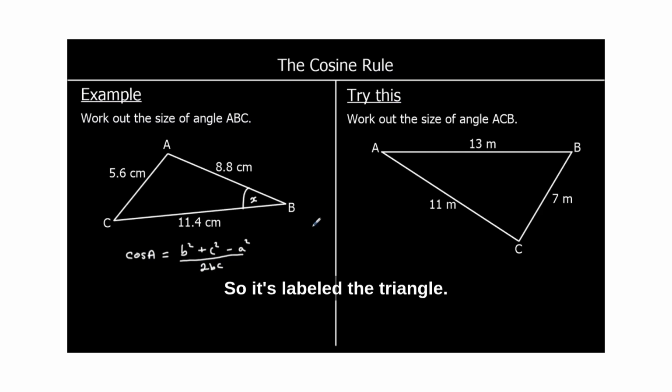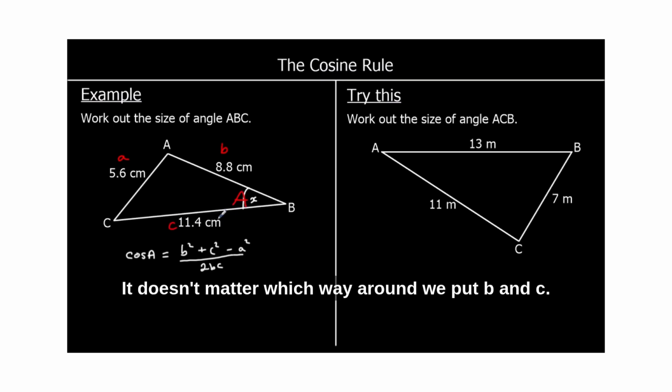So let's label the triangle. Big A is our angle. That's what we're working out. Opposite big A is little a, and the other 2 are called b and c. It doesn't matter which way around we put b and c. I could have put them the other way around. It wouldn't make a difference to the answer.